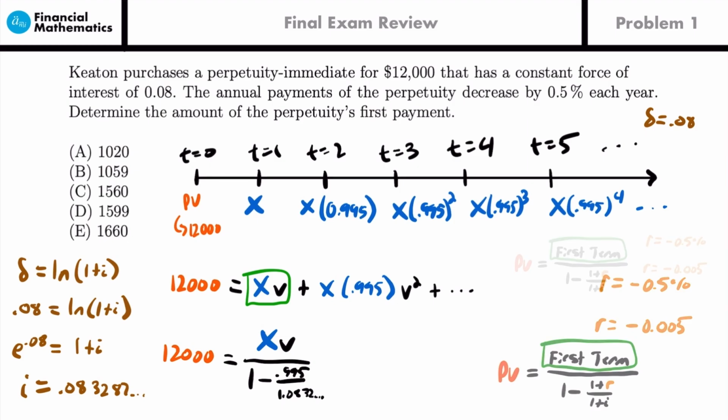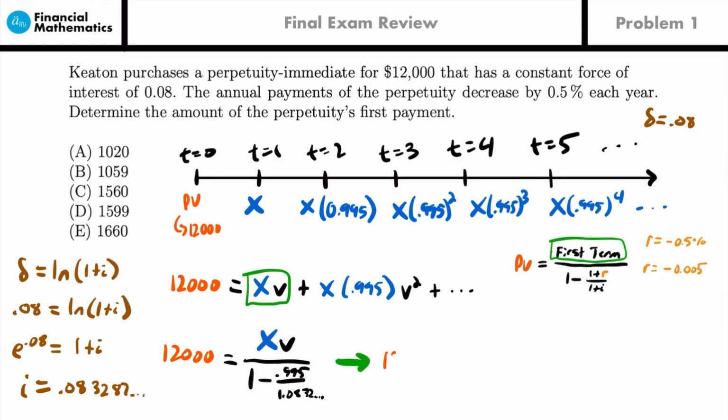So here's what I'm going to do. If I rewrite this equation, we're going to have 12,000 equal to x, and then I'm going to multiply it by the present value factor, which would be 1 divided by 1.0832, and that would be multiplied by the rest of this fraction, which would be 1 divided by 1 minus 0.995 divided by 1.0832. Okay, and remember that there are more decimals for both of those values there. But now let's do this calculation. We're going to multiply these two fractions and then divide both sides of the equation by those fractions and then divide 12,000 by whatever that is, and that will solve for x.